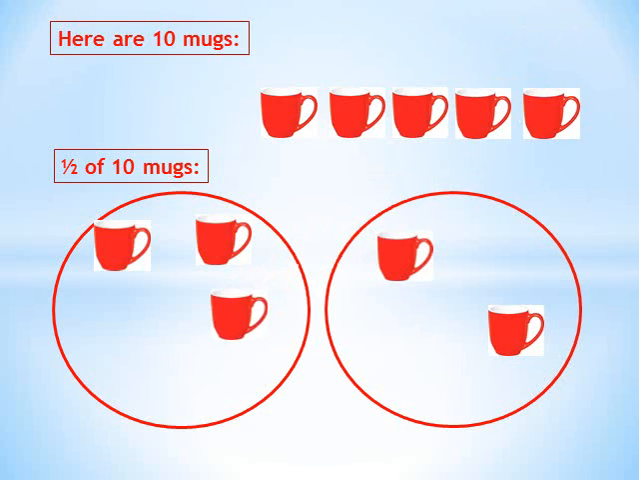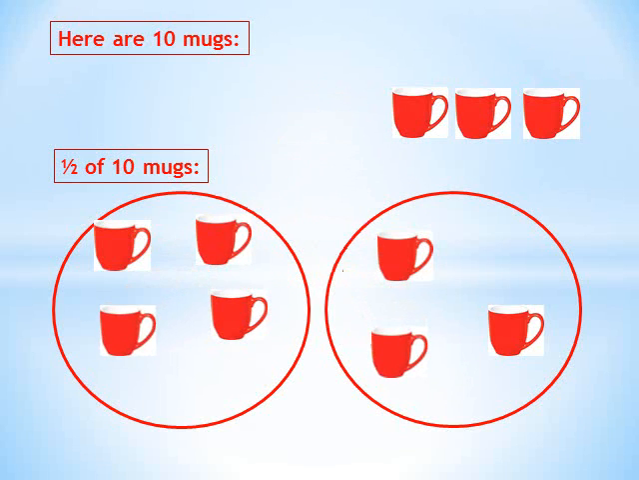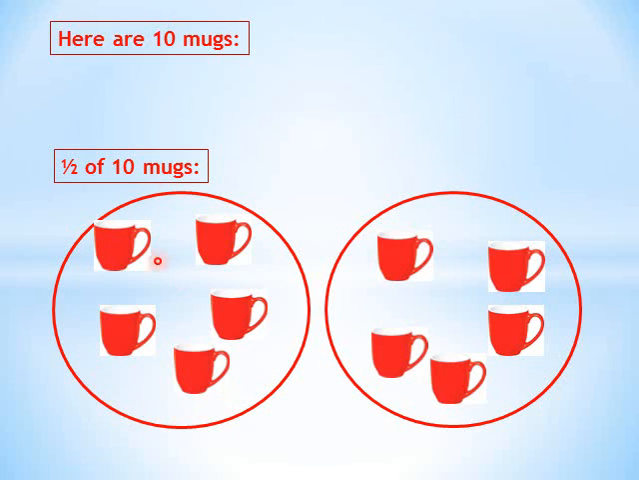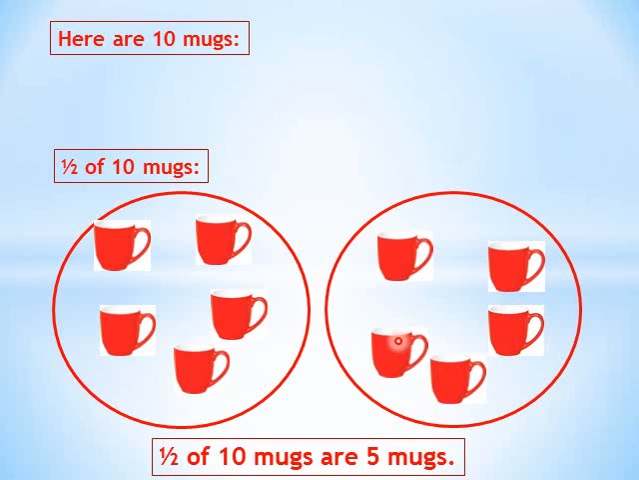The fifth mug, sixth, seventh, eighth, ninth mug in the first group, and the 10th mug is in the second group. So what is half of 10? Half of 10 is the number of mugs in each group. Each group has 1, 2, 3, 4, 5, and this one 1, 2, 3, 4, 5. Each group has 5 mugs.